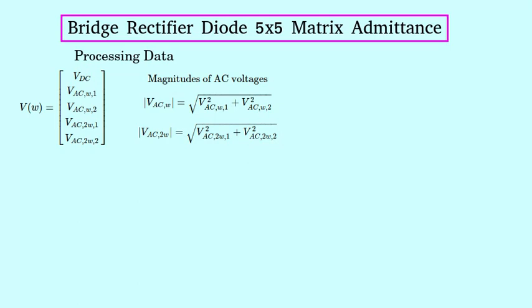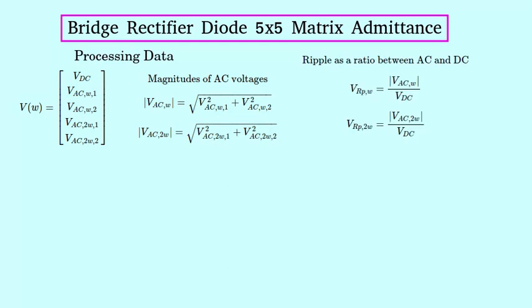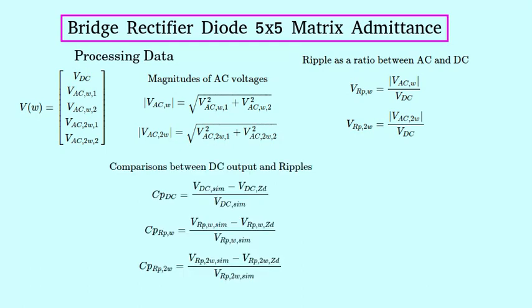So now to process this data to see exactly how well this matrix impedance model works. We'll compare the circuit output with the output from the simulator. Firstly, we'll calculate the magnitudes of the AC voltages. Then we'll find the ripples, being the ratio between the magnitudes of the AC to the DC voltages. We'll find it for each frequency. Then we'll do all of these comparison calculations to see how all of these numbers compare.